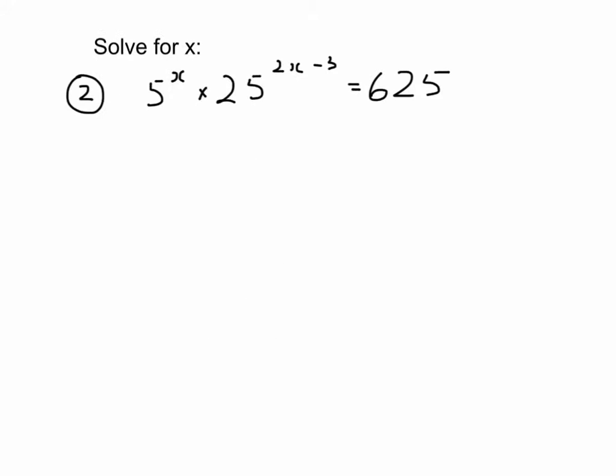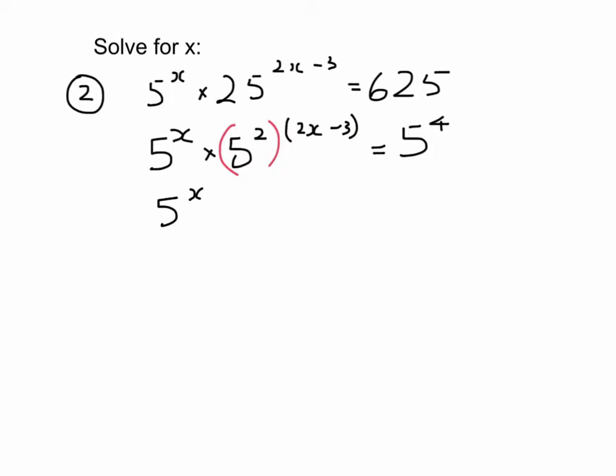Okay, here's another one where you have to write everything to the same base. In this case, base 5 makes sense because it's the smallest one. So you get 5 to the power of x times 5 squared to the power of 2x minus 3 equals 5 to the power of 4. Now, in practice, we tend to write this first, and that's fine. And the main thing is that you would then expand this bracket here. So here's what we get.